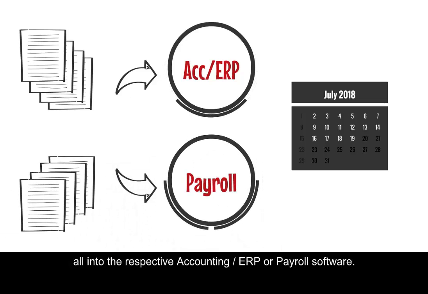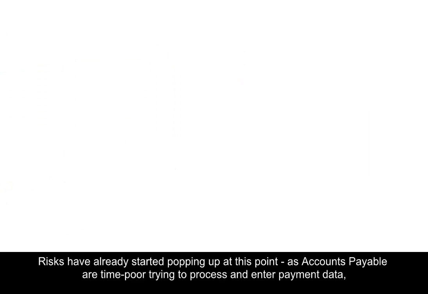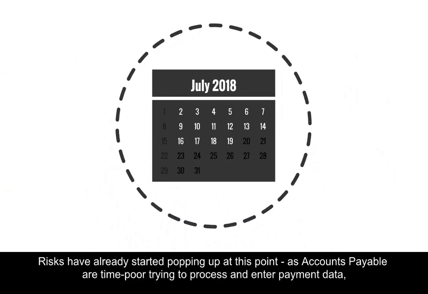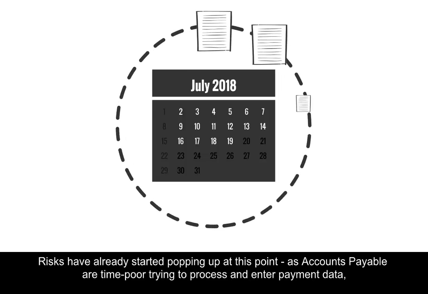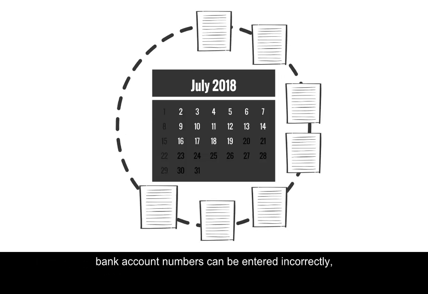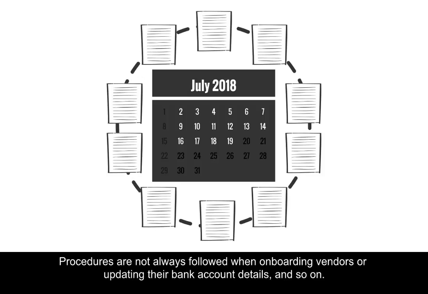Step 1. During the month, accounts payable team are entering invoices, timesheets, commissions, reimbursements, all into the respective accounting, ERP, or payroll software. Risks have already started popping up at this point, as accounts payable are time poor trying to process and enter payment data. Bank account numbers can be entered incorrectly. Procedures are not always followed when onboarding vendors or updating their bank account details, and so on.